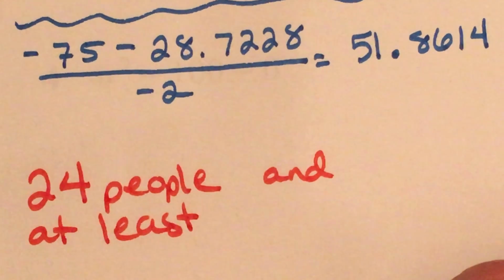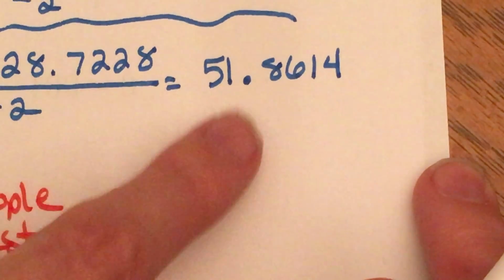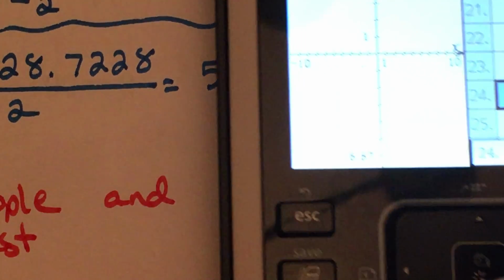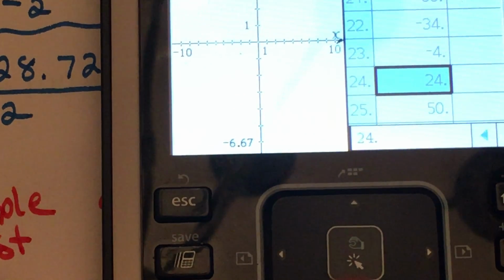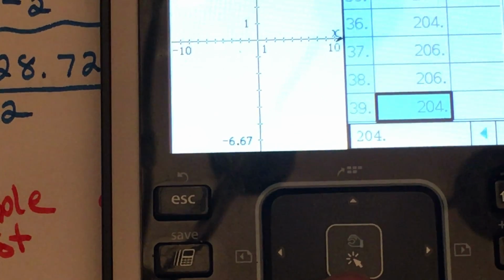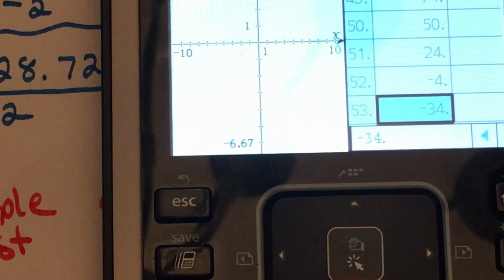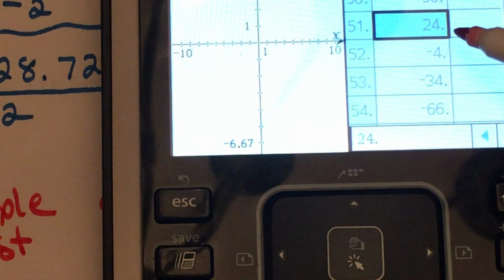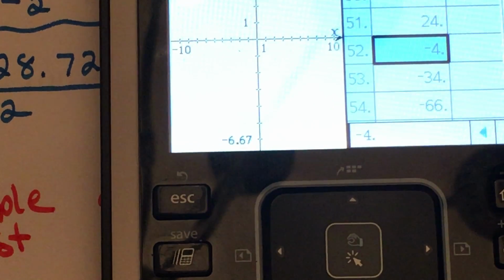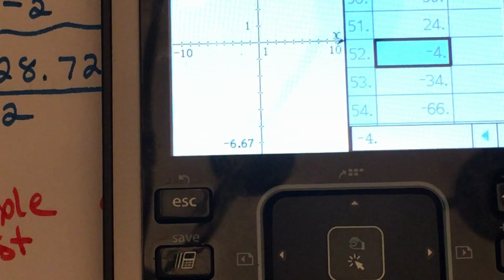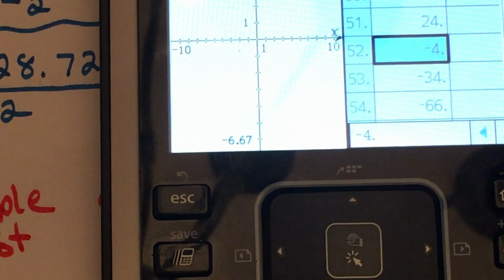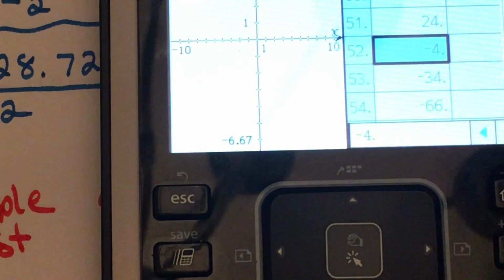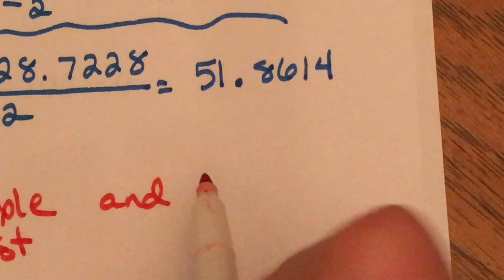And we need to check out this value. Is it going to be 51 or 52? So again, we'll just arrow, arrow, arrow, arrow, arrow. All the way over here to the 50s. All right, 51, I have a positive value. And 52, I don't. I have to stay in the black. I have to stay out of the negative, out of the red. So we're going for the 24, and that would be 51 people at most.